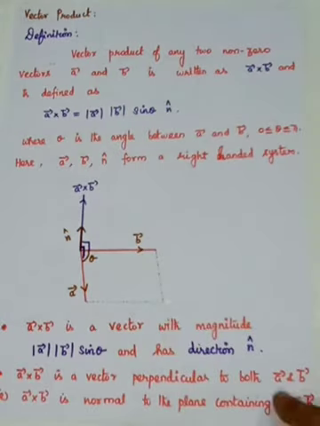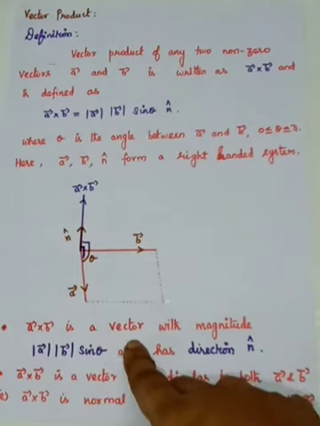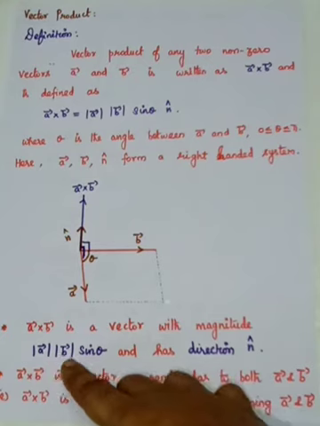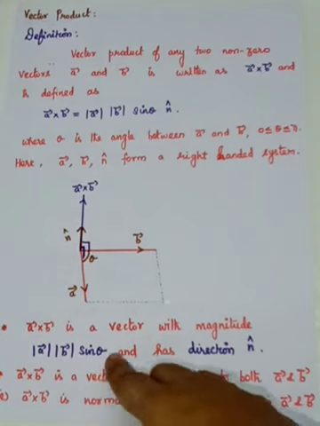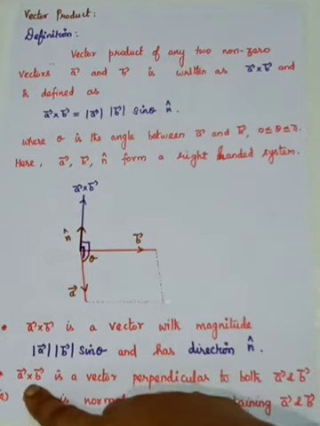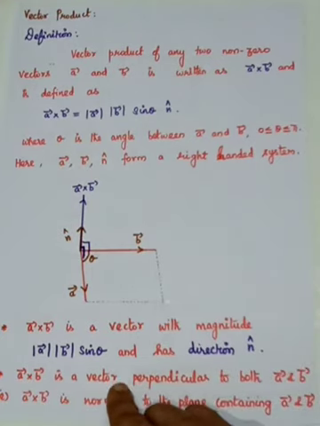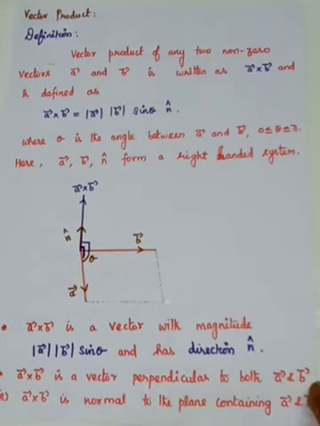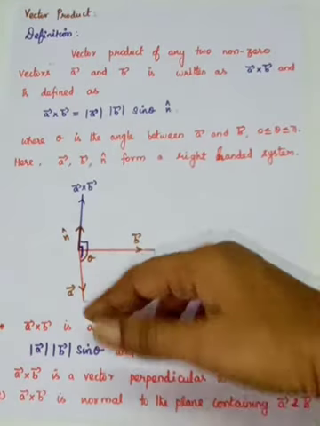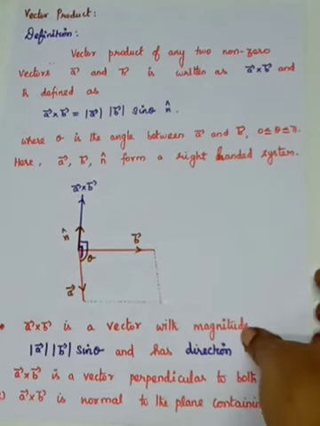See that here A vector cross B vector is a vector. So vector means what is the magnitude? Modulus of A vector, modulus of B vector, sin theta. And what is the direction? It has the direction of n cap. So A vector cross B vector is a vector perpendicular to both A vector and B vector. In this way also you can say. Otherwise A vector cross B vector is normal. Normal means perpendicular to the plane containing A vector and B vector. In this way also you can say.